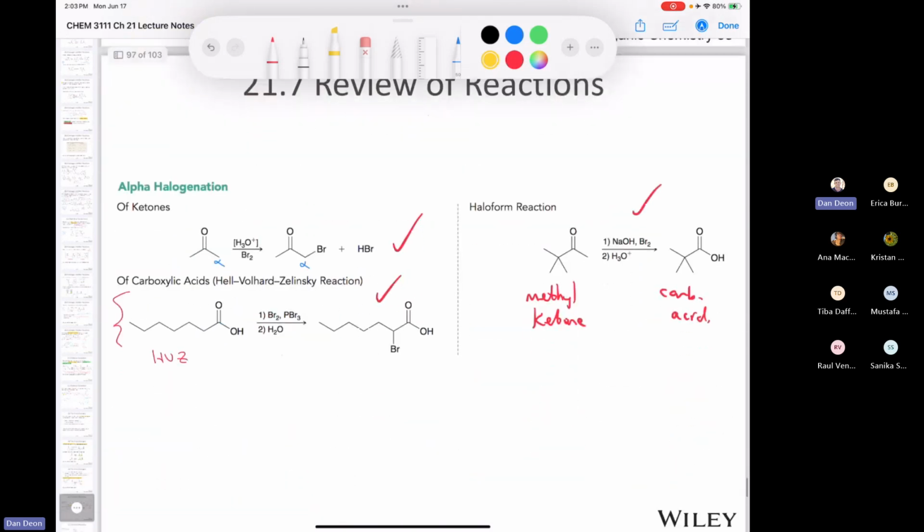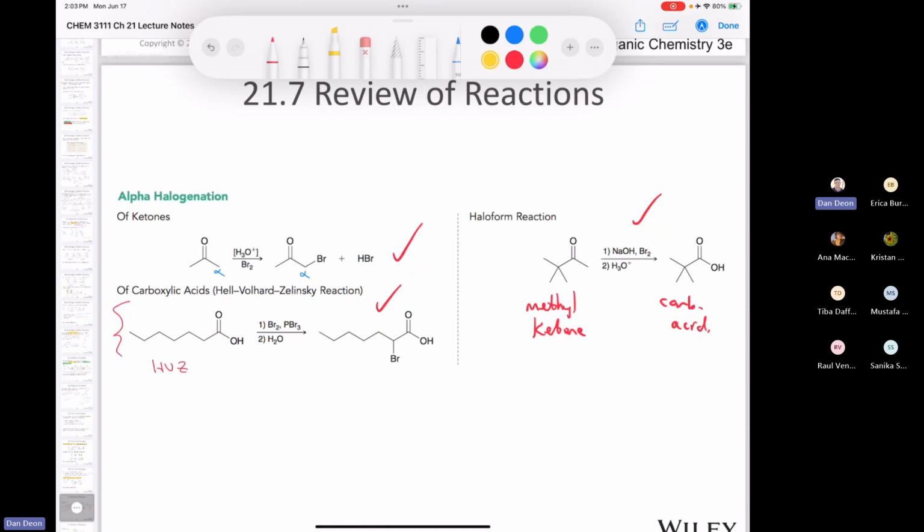And so, what did we cover? Let's take a quick peek. So we covered alpha halogenation. Then we covered the Hell-Volhard-Zelinsky reaction, the haloform reaction, one of the neatest reactions in all of organic chemistry, taking a methyl ketone and converting it into a carboxylic acid.